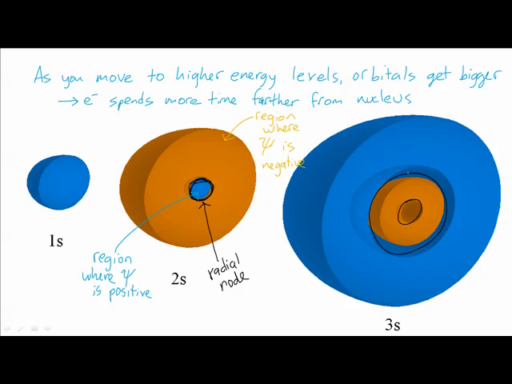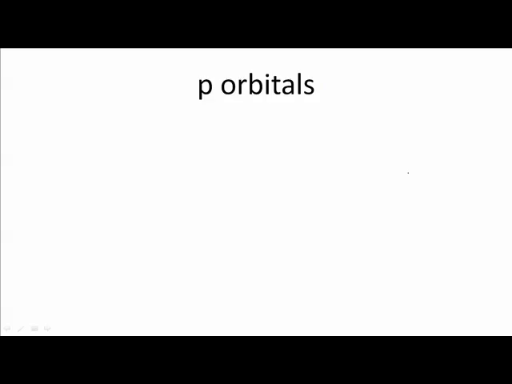Again, all you really need to take away is that s orbitals are spherical, and they get bigger as you go to higher energy levels. The next sublevel up are p orbitals. So p orbitals, there are 3 p orbitals in a p sublevel.